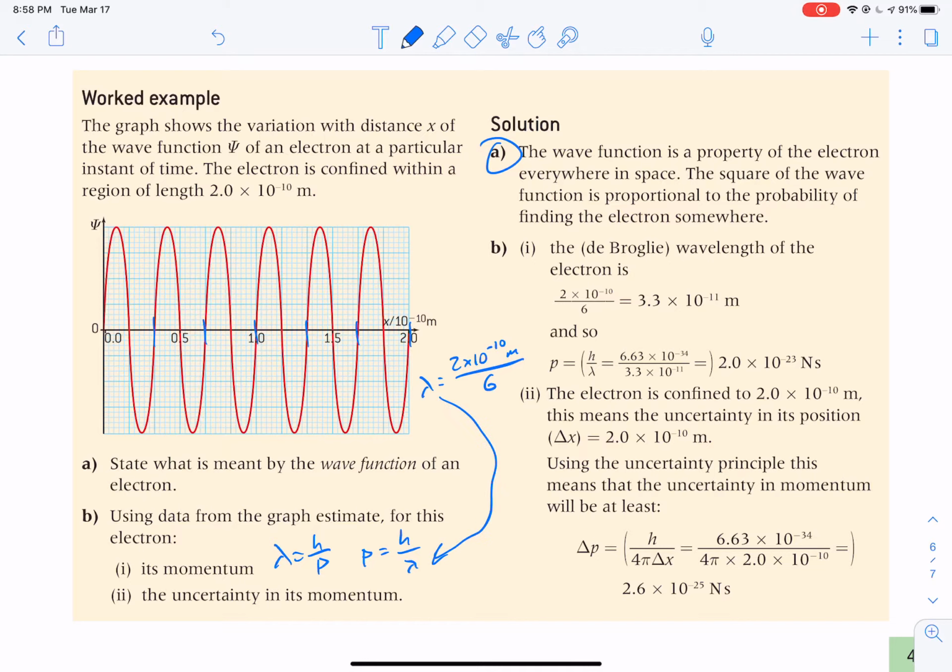Take h divided by that number, just like you see up here. So hey, that's what they did there, and there is the momentum of the electron. The uncertainty in the momentum.